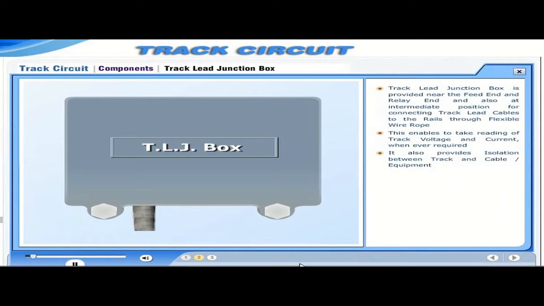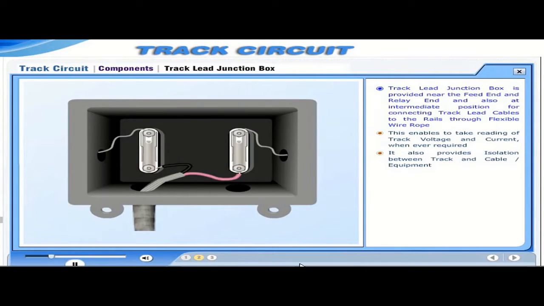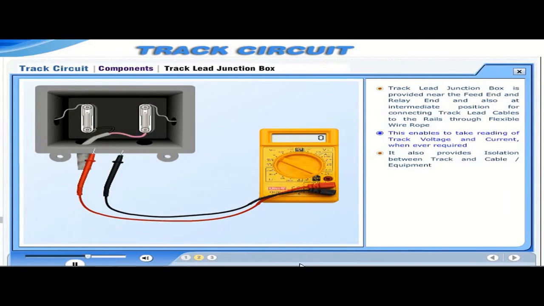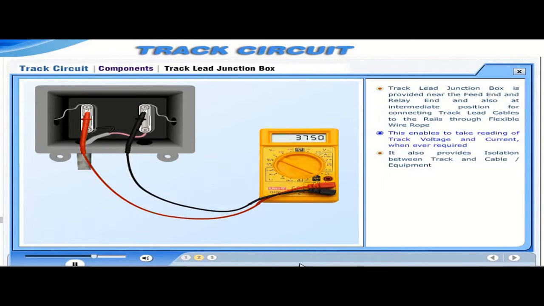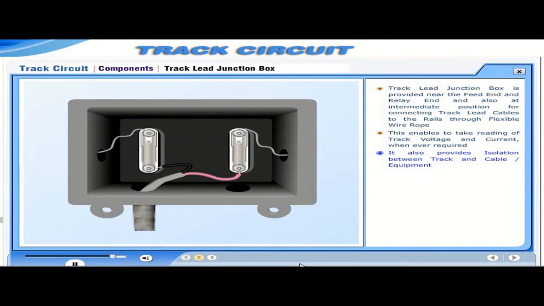Track lead junction box. Track lead junction box is provided near the feed end and relay end and also at intermediate positions for connecting track lead cables to the rails through flexible wire rope. This enables taking readings of track voltage and current whenever required. It also provides isolation between track and cable or equipment.